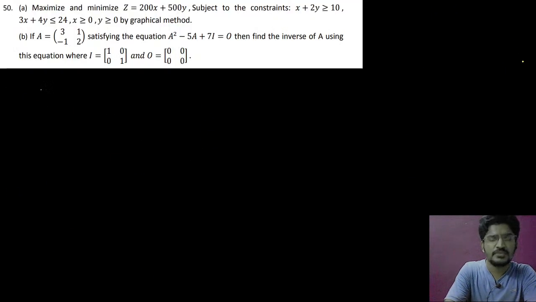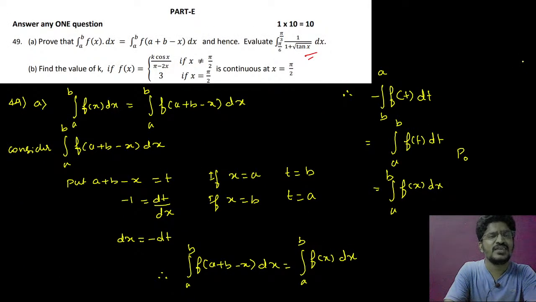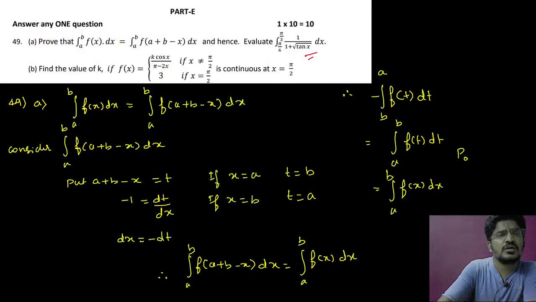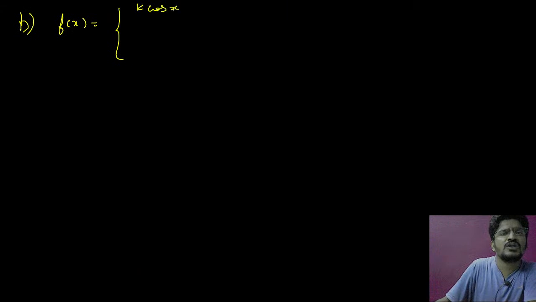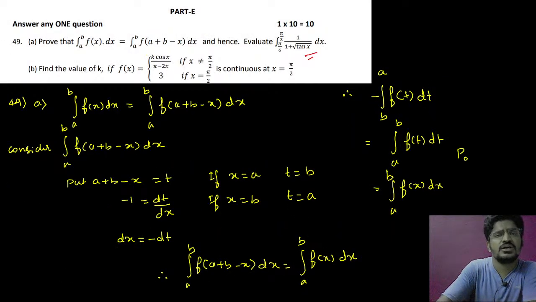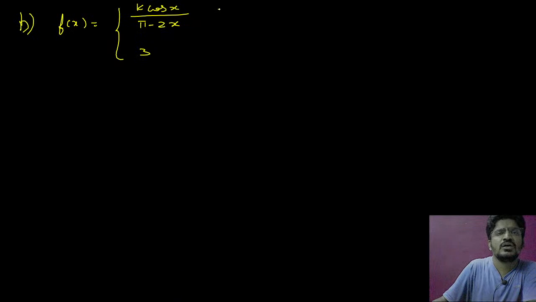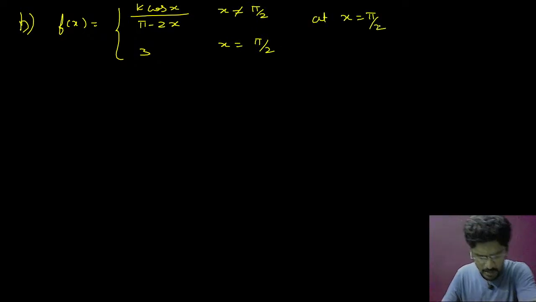That is B. Find the value of k if f of x is equal to k cos x divided by pi minus 2x, for x not equal to pi by 2, and f of x equal to 3 at x equal to pi by 2, and continuous at x equal to pi by 2. So this is the problem.